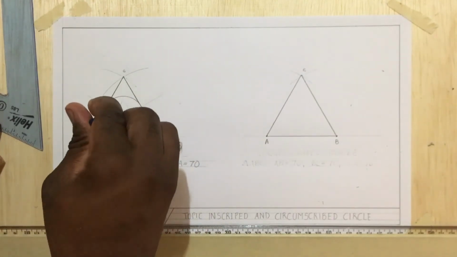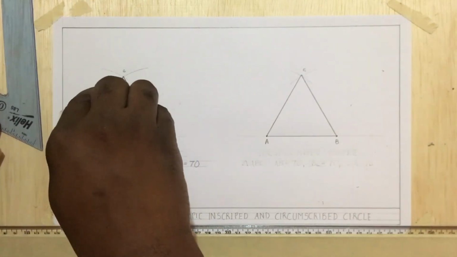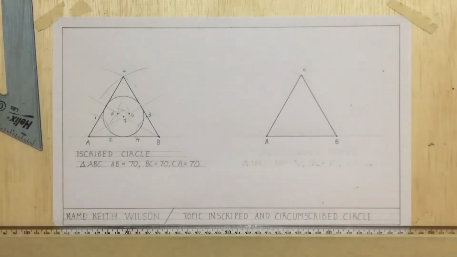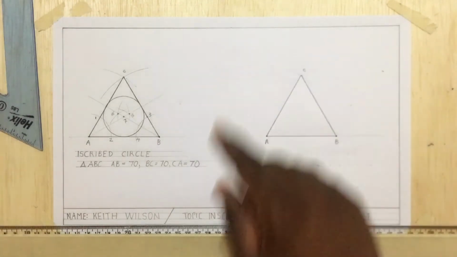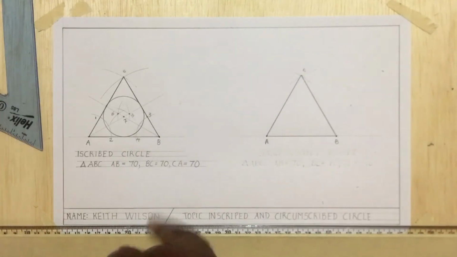Or you may have done something else incorrectly. So now this is a circle that is inscribed in a triangle. Let's now proceed to draw a circle that is circumscribed in a triangle or around a triangle.